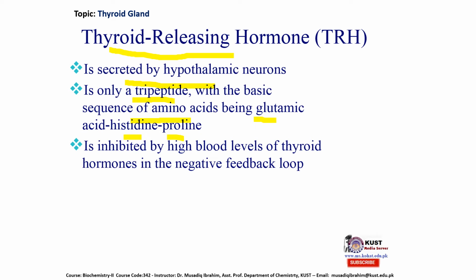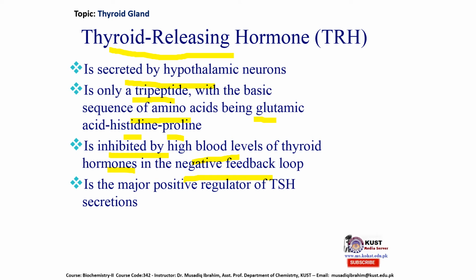Now this hormone is being inhibited by high blood levels of thyroid hormones in the negative feedback loop, which we will discuss in the coming diagram. Now this thyroid releasing hormone is the major positive regulator of thyroid stimulating hormone secretion. So which means that it positively regulates the secretion of the thyroid stimulating hormone.